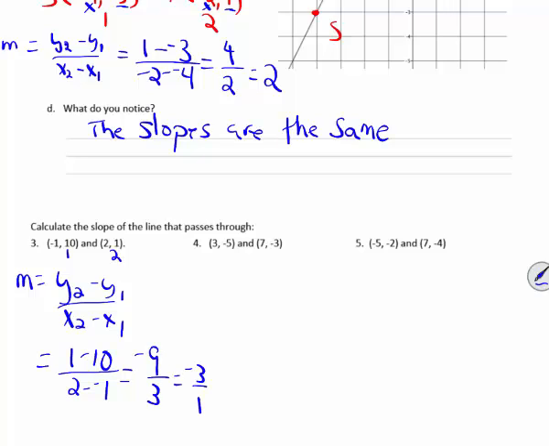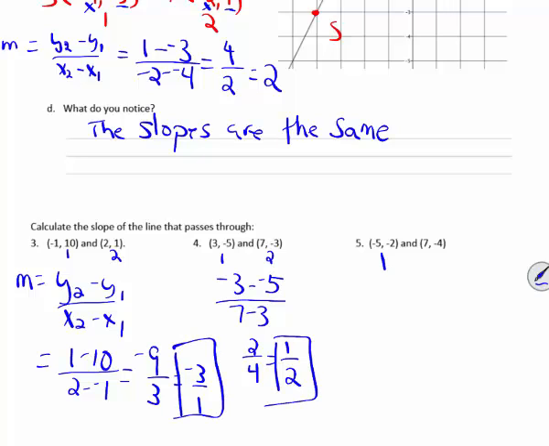All right, number 4, first point, second point. So I have to do negative 3 minus negative 5, 7 minus 3. Negative 3 minus negative 5 is 2, and 7 minus 3 is 4. This would reduce down to 1/2.